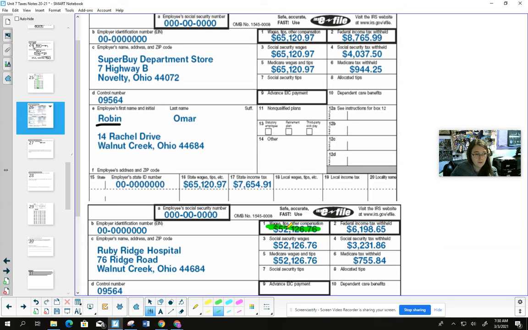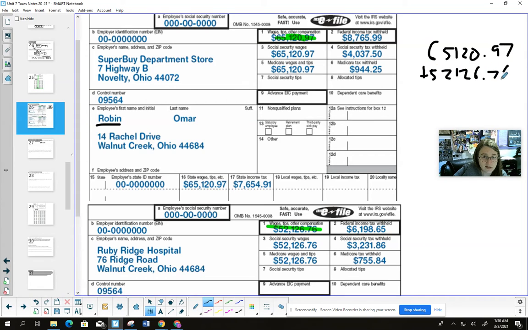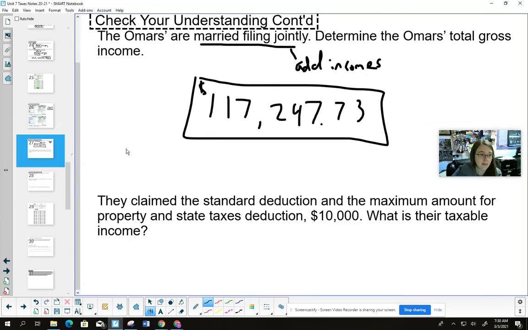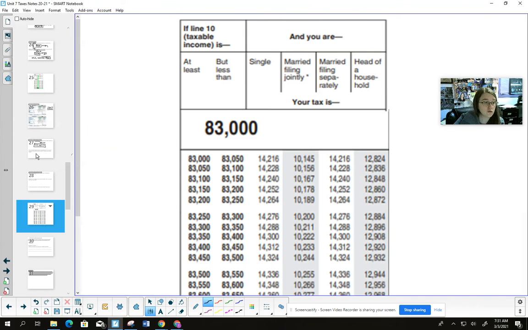Well, this is Kenya's income. There's Ruben's. So I'm going to do this right here just so I have it. This is 65,120.97 plus 52,126.76. So they don't have any other special income. They just have their two incomes. Sometimes that'll happen, right? Okay, you should have gotten 117,247.73. So here is their total income. But again, not all of it is going to be taxed.